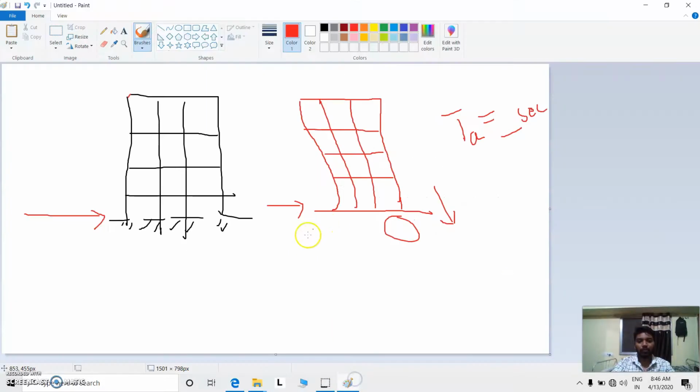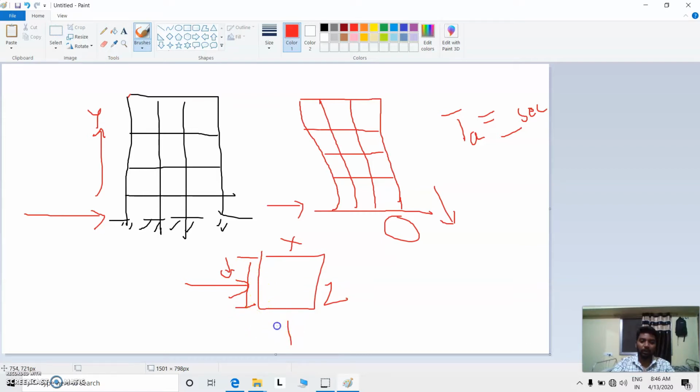Considered direction means, let us have the plan here, and this is the X direction and this is the Z direction. Y will be in this direction. If you are considering the forces in this Z direction, you have to consider this D, the structure dimension up to plinth level. If you are considering the forces in the X direction, you have to consider this distance as D.